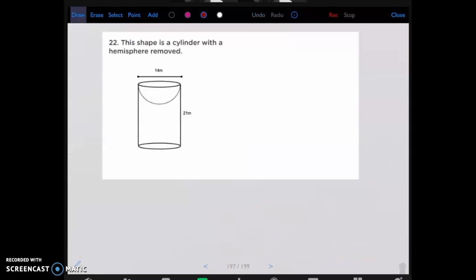Last one. You got your hemisphere cut out of your cylinder. So I'm going to do cylinder minus hemisphere. And we're going to be subtracting them because it's cut out. So this distance is going to be 7. So let's find the cylinder first. So the volume of the cylinder is going to equal area of the base, which is 49 pi, times the depth, which is 21. 1029 pi.